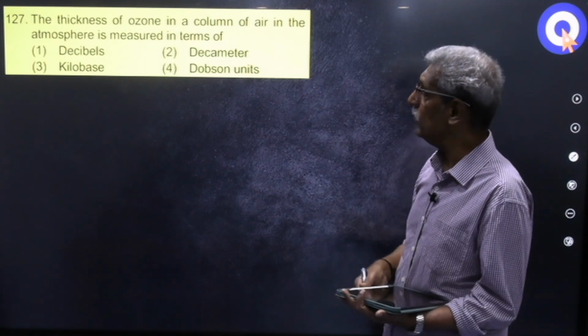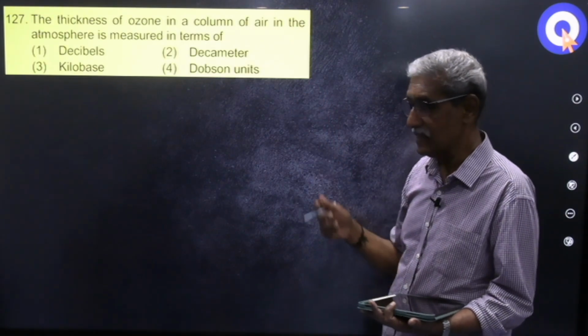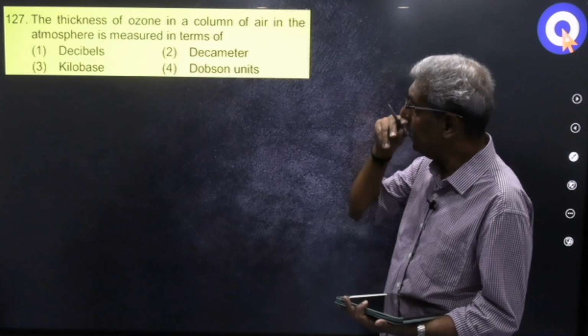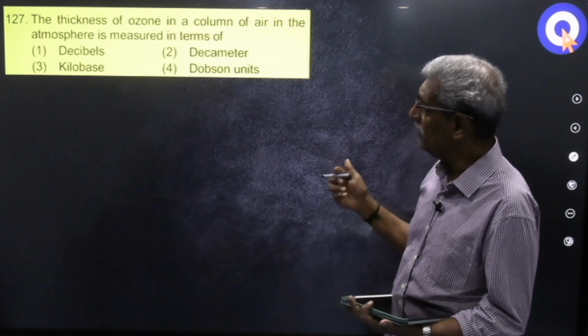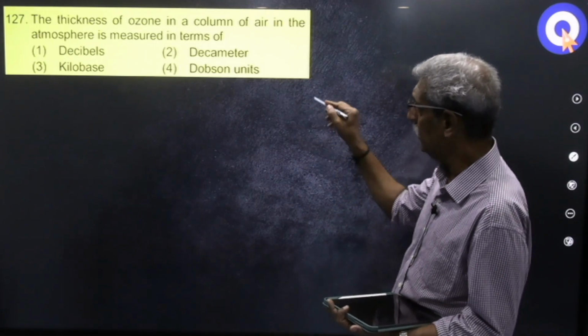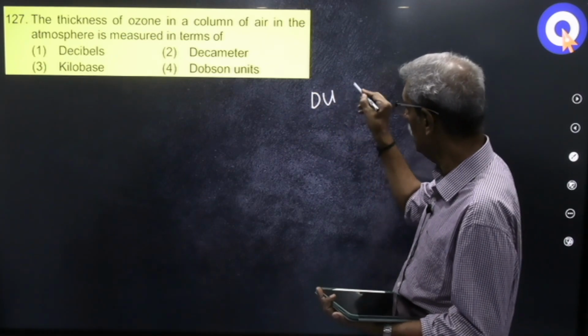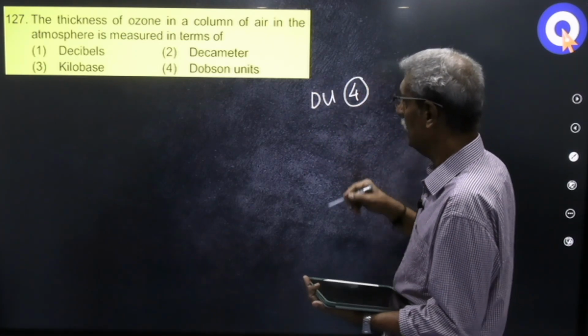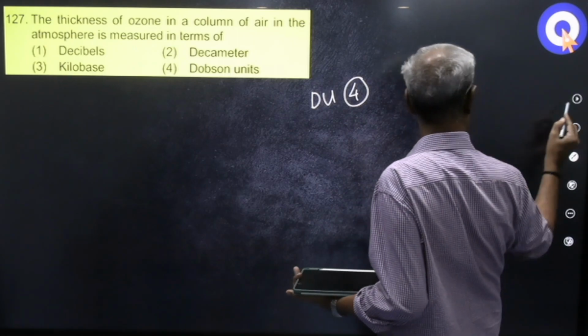The thickness of the ozone layer in a column of air, environmental sciences, environmental issues. Thickness of ozone in a column of air in the atmosphere is measured primarily in Dobson units, DU. Option is 4. It's measured in Dobson units.